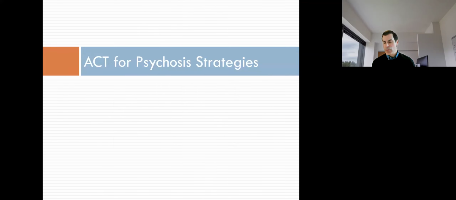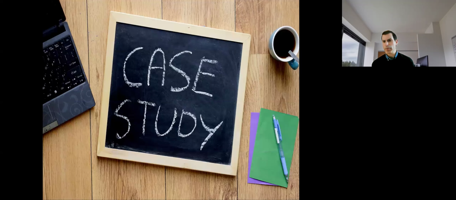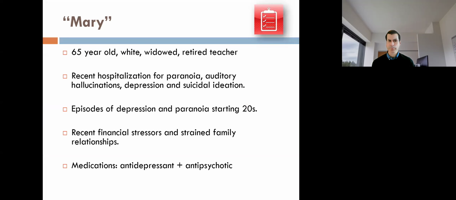Okay, so that was just a very brief orientation to some of the research that supports ACT for acute care settings. And so now let's talk a little bit more about what it would actually look like. I'm going to start by describing a case to give some context to some of the processes we're going to talk about applying.